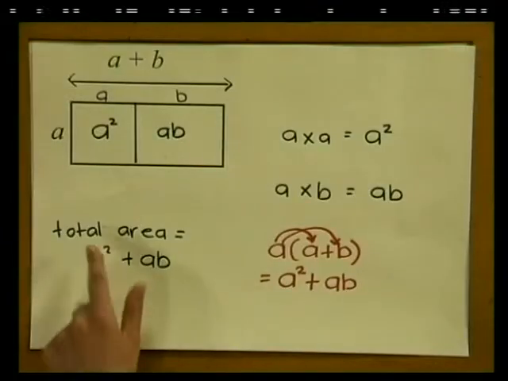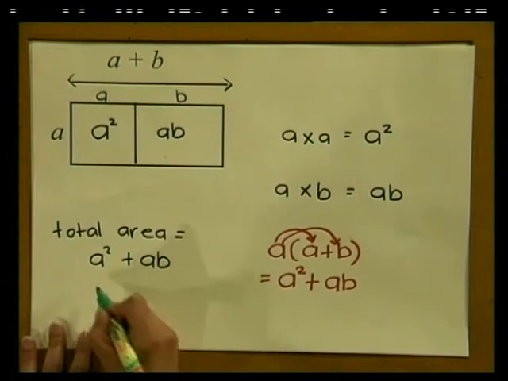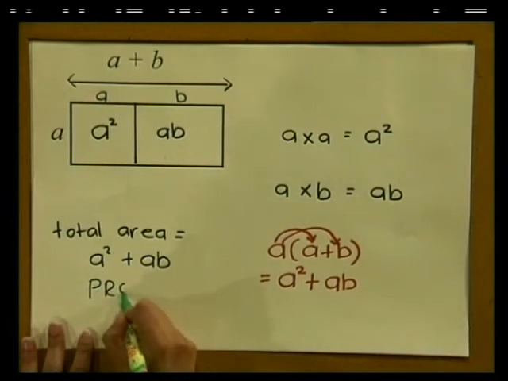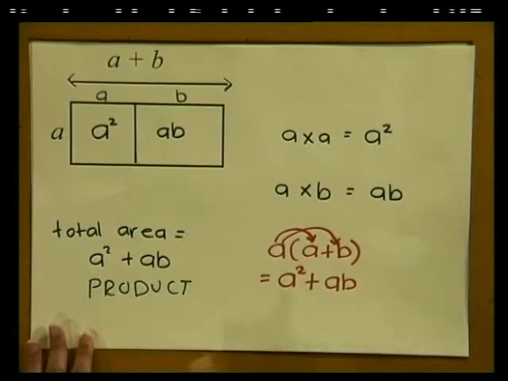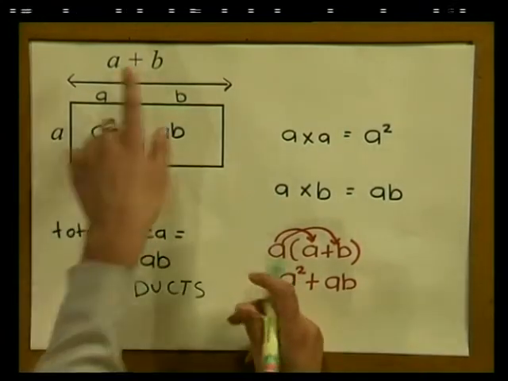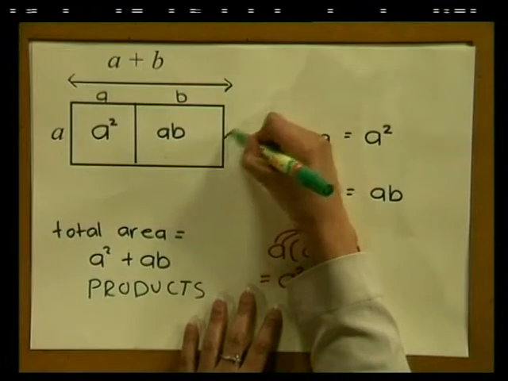So let's summarize what we have found. The area represents the sum of the products A squared plus AB, and the sides represent the factors.